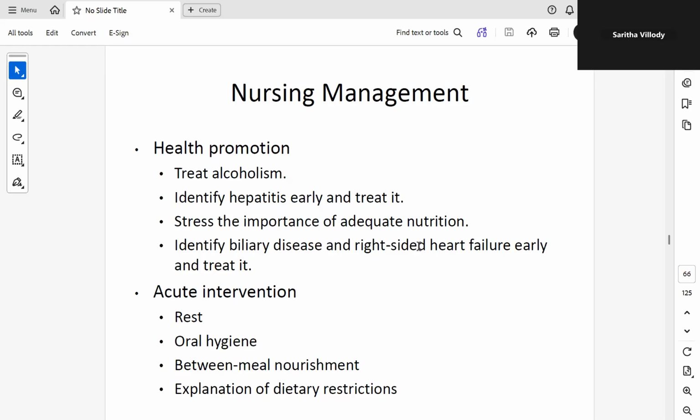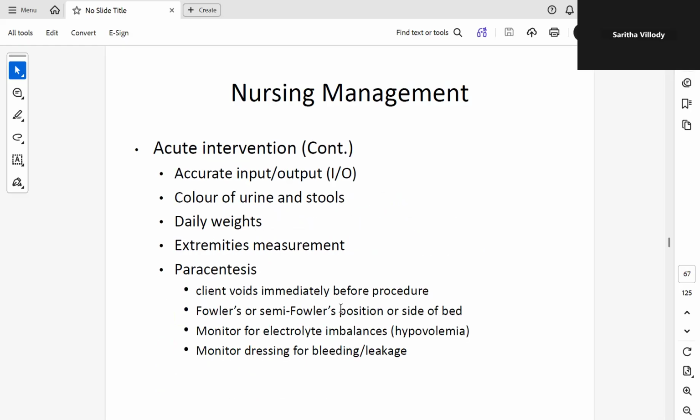Then right-sided heart failure, if a patient develops that, treat it as early as possible so it doesn't cause any venous congestion in the liver. So those are the management. This is all the things we have already talked about.